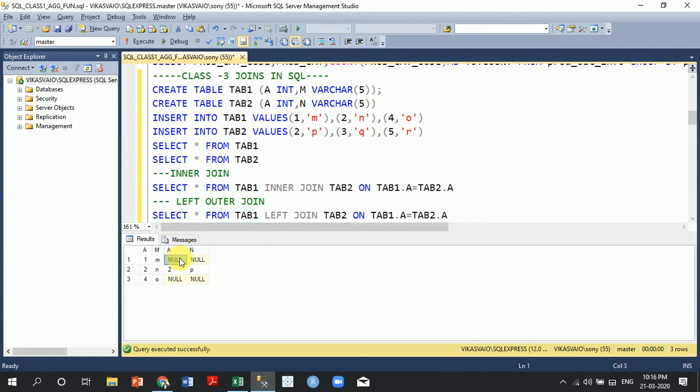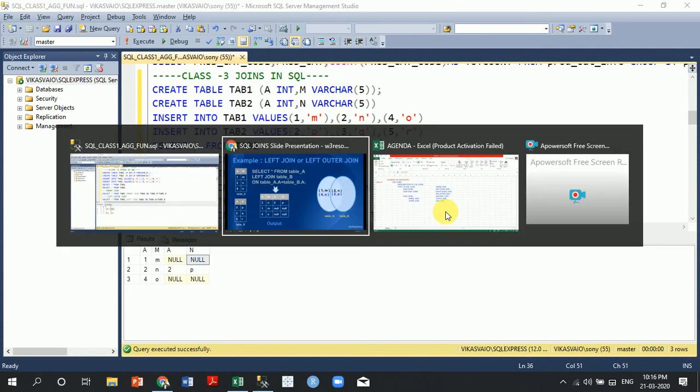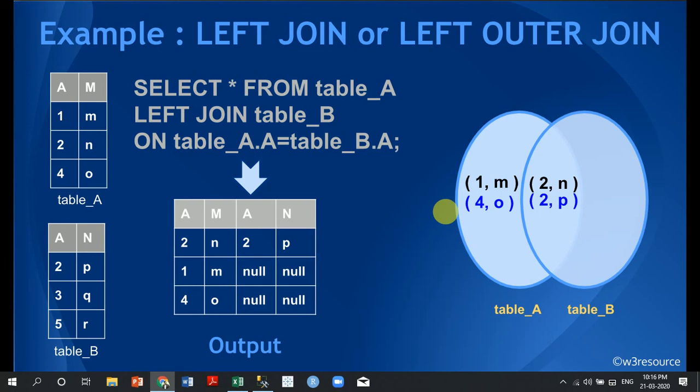For this A, if I talk about this 1 and 2, sorry, both are not the same, so what will happen here? It will give you null. That means all the records from the left table, but only the matching records from the right table which satisfy the criteria. So this is about your left outer join. I hope it is clear to you all how the left outer join has taken place. Okay, so let's move to our presentation.